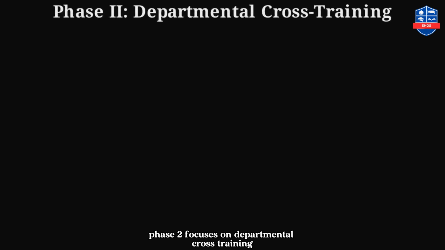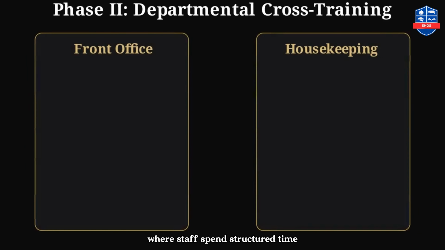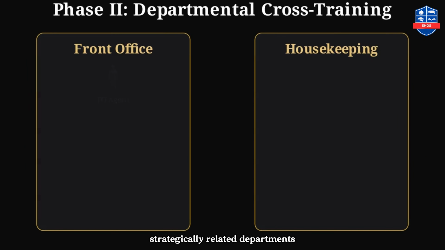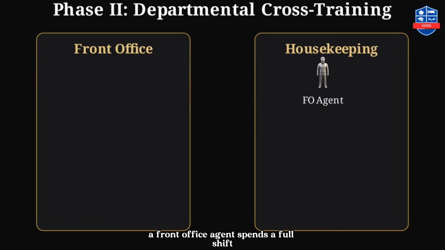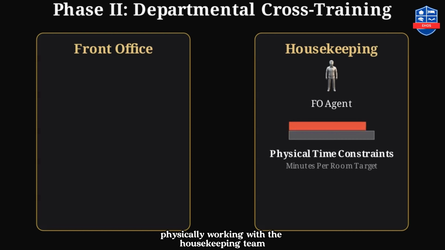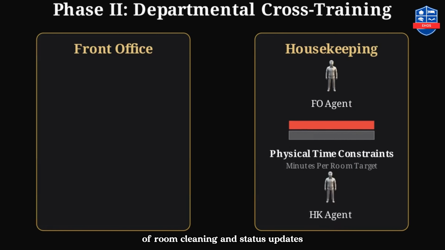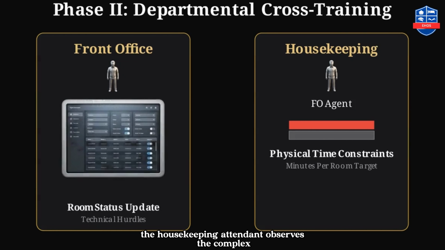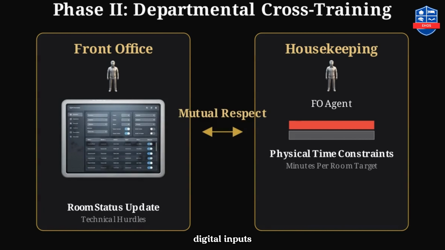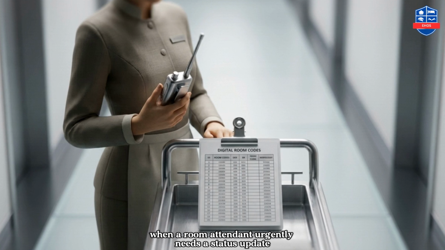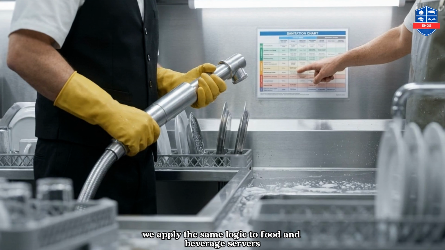Phase 2 focuses on departmental cross-training, where staff spend structured time working alongside colleagues in different, strategically related departments. In one application, a front office agent spends a full shift physically working with the housekeeping team. This exposes the agent to the physical time constraints and practical challenges of room cleaning and status updates. Conversely, the housekeeping attendant observes the complex digital inputs required to navigate the property management system from the front desk. When a room attendant urgently needs a status update, they now understand the technical hurdles currently delaying the front desk agent.